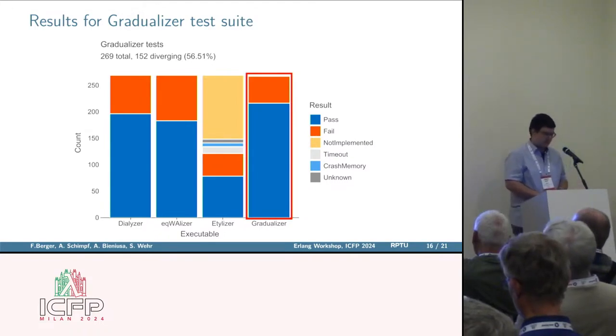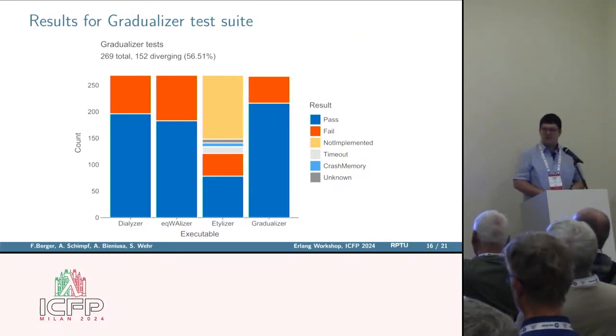And on this suite, we have again 56.5% diverging results, which is higher than the previous ones, but still within the previous margins.